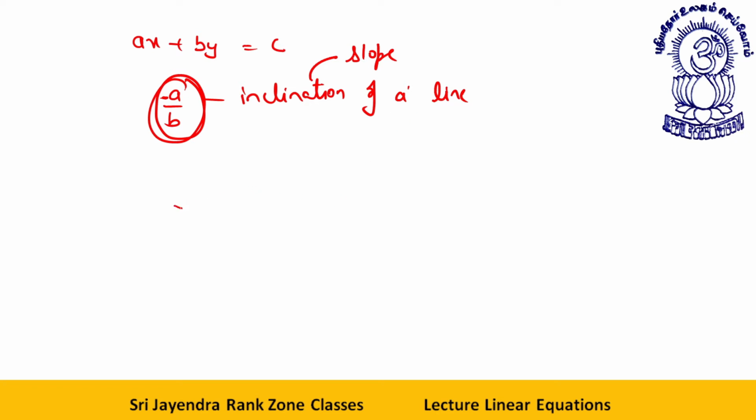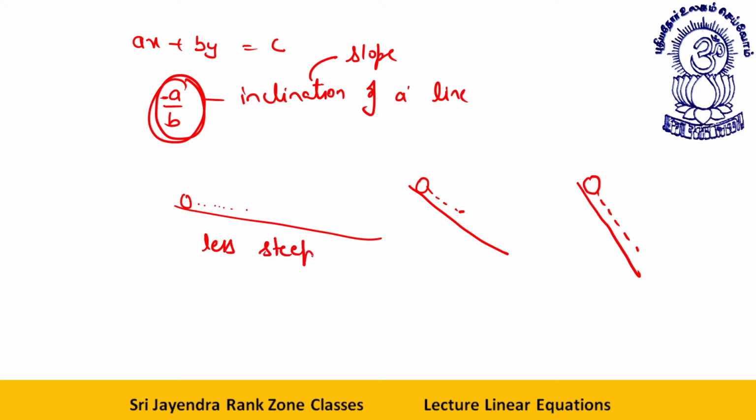Like this line has very little slope. If you put a ball over here, it will roll down very slowly. If I talk about this line, this will roll fast. If I talk about this line, the ball will roll very very fast. It is less steep, it is more steep, it is far more steep. So how is this inclination determined? This inclination is determined by this a and b, or minus a by b. This is one thing. So far clear?